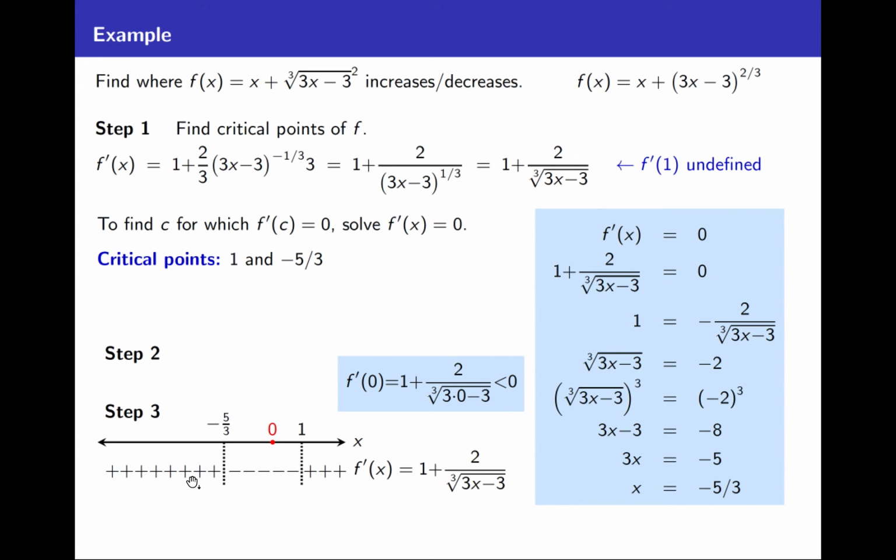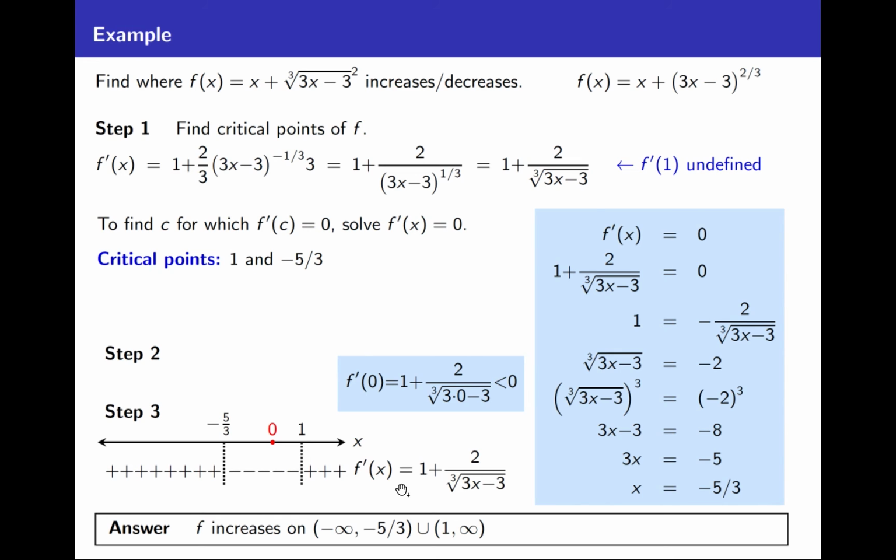So there we go. We figured out the sign of f prime on those 3 intervals. So our answer now is f increases on the interval from minus infinity to minus 5/3, and also on the interval from 1 to infinity, where f prime is positive. And f decreases where f prime is negative, on the interval from -5/3 to 1.